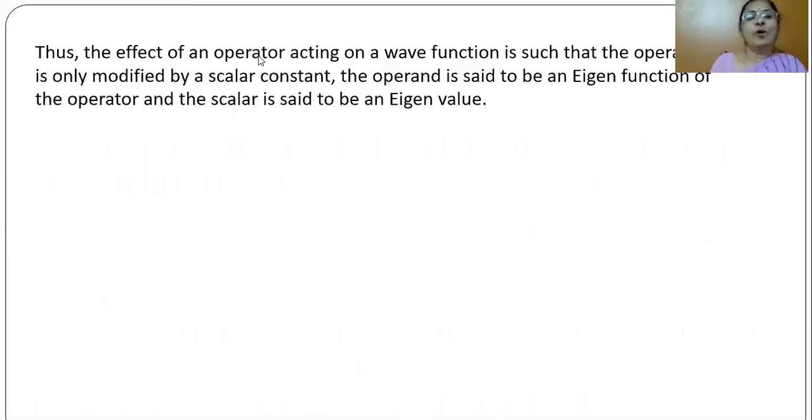Thus, the effect of an operator acting on a wave function is such that the operand is only modified by a scalar constant. Operand does not change. The same operand appears, but it is only modified by a scalar constant. In that case, the operand is said to be an eigenfunction of the operator, and the scalar constant is said to be an eigenvalue. So the expressions have defined what are eigenfunctions and eigenvalue. You have chosen an operator. The operator has acted on the wave function. The wave function is known as operand of the operator. Operator operates on the operand, produces the result. The result has the same operand, but modified by a scalar constant.